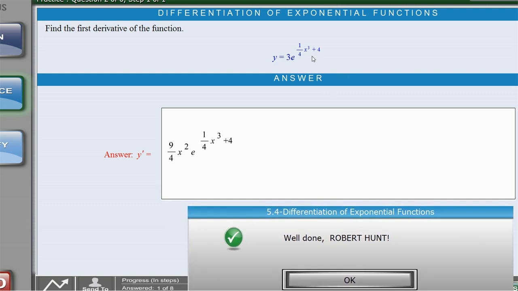Alright, so again, we had the derivative of the exponent. 1/4 times 3 was 3/4 x squared. The derivative of 4 would be 0. And then we rewrote what we had. So basically we ended up with a 3/4 times a 3 to get that 9/4.